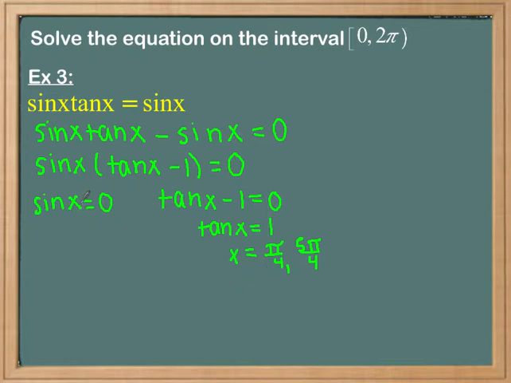Now over here, when we have the sine of x is equal to 0, where is our y-coordinate equal to 0? Well, it's equal to 0 at 2 places that we can count, 0 and pi. Remember, 2 pi does not count because we have this parenthesis here. So 2 pi is not part of the interval we're looking at. It's not included. So my final solution here would be 0, pi over 4, pi, and 5 pi over 4.